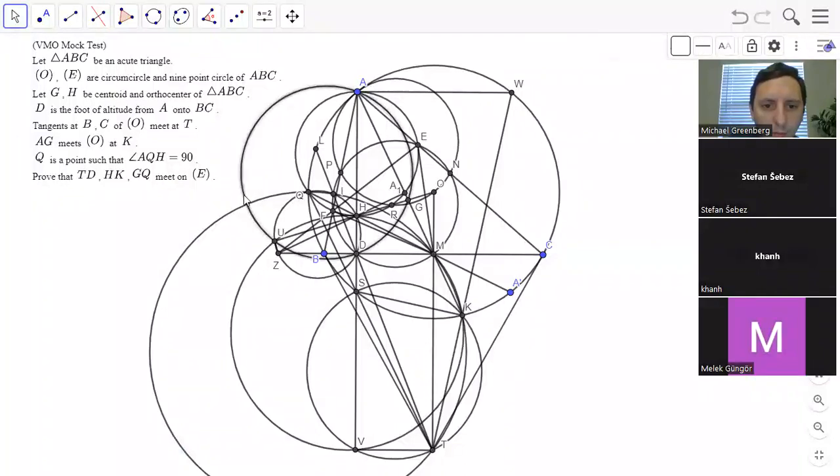Okay. So it proves that this and this intersect on the Euler line, is what you're saying. Yeah. Okay. QHD. Okay. Yeah, it's okay. It's all about defining things in the right order.